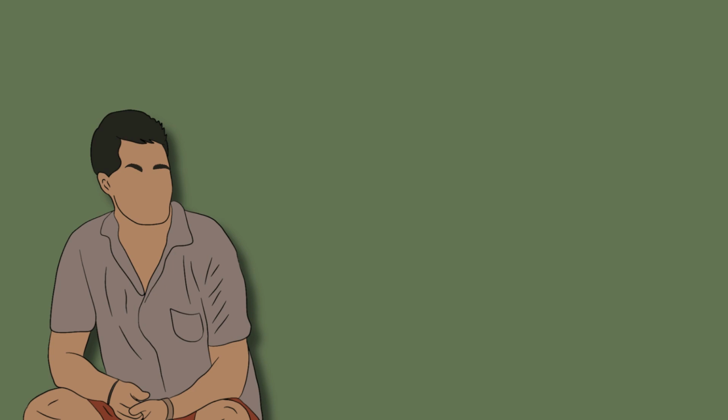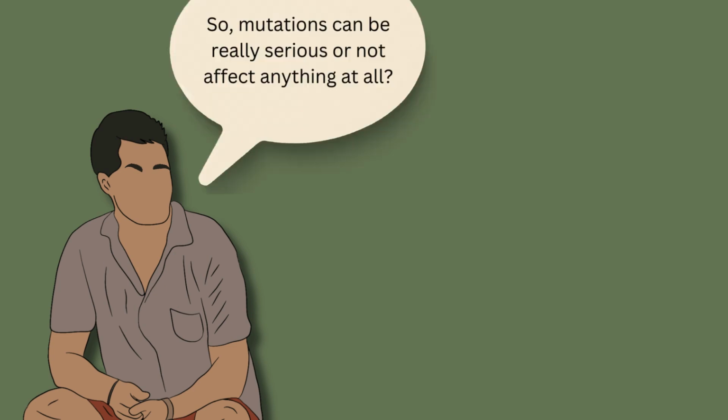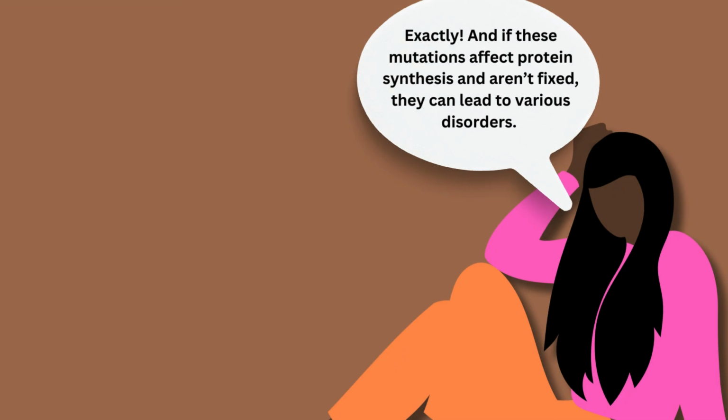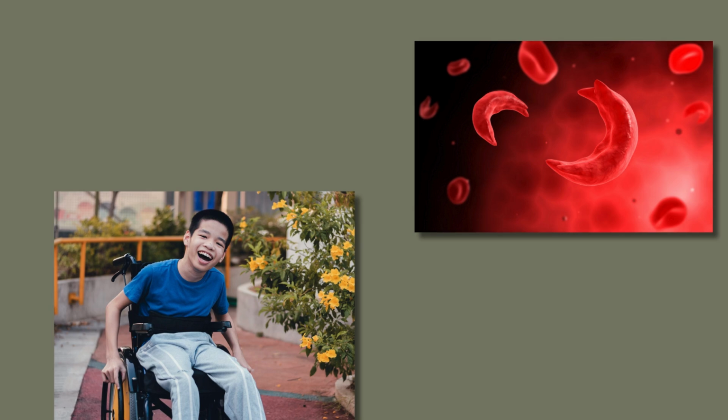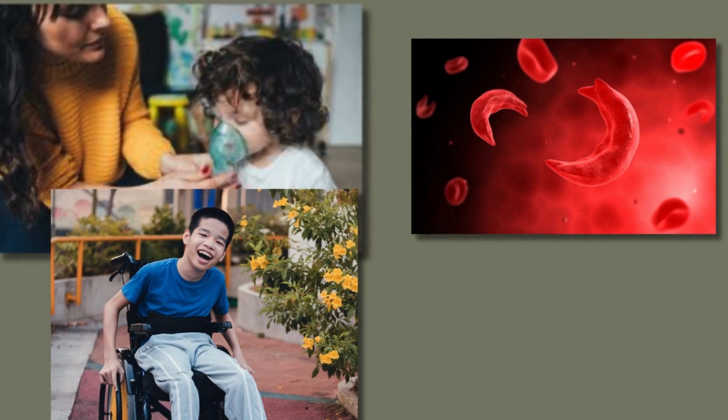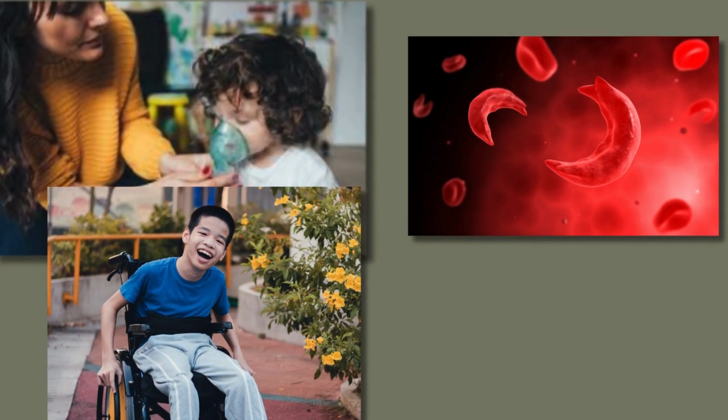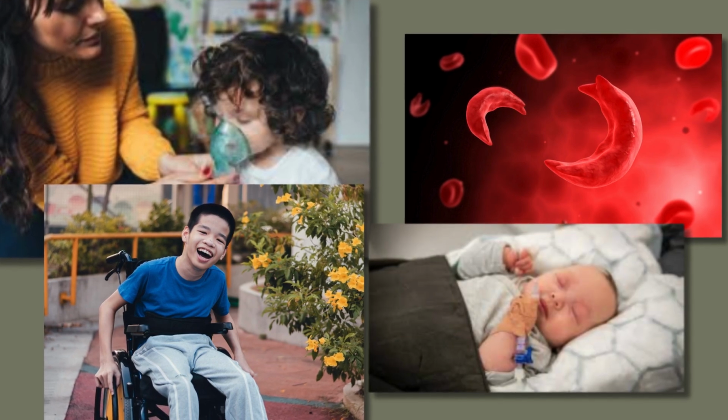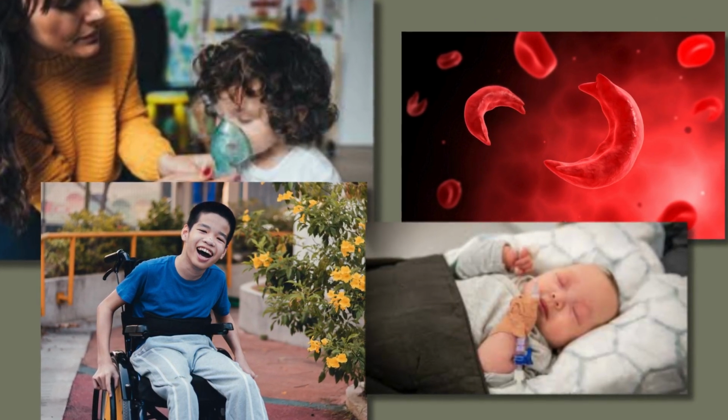Marco looked impressed. "So, mutations can be really serious or not affect anything at all?" "Exactly," Zoe said. "And if these mutations affect protein synthesis and aren't fixed, they can lead to various disorders. Besides sickle cell anemia and Duchenne muscular dystrophy, other examples include cystic fibrosis, which is often caused by a deletion, and Tay-Sachs disease, which can result from an insertion."